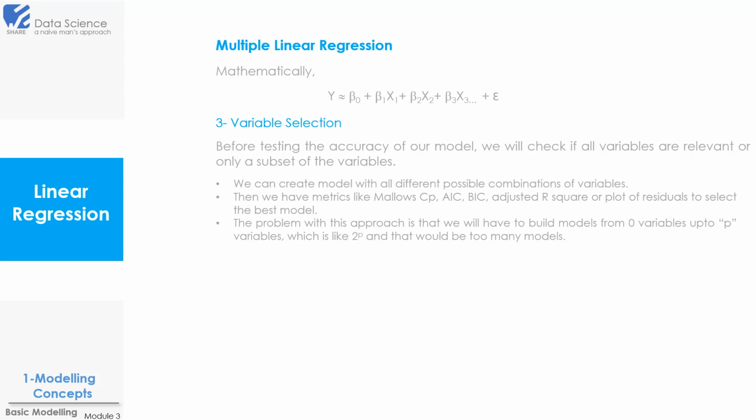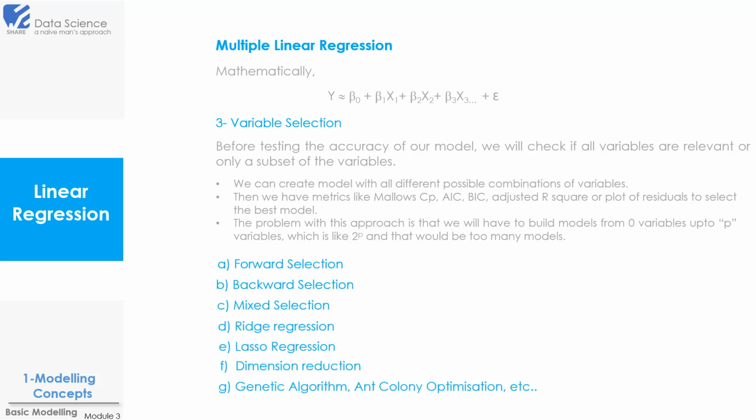Another way is that we start with 0 variables and keep on adding, and try all different combinations of variables. And then we have metrics like Mallows' Cp, AIC, BIC, adjusted R-square, or plot of residuals to select the best model. But the problem with this approach is that we will have to build models from 0 variables up to p variables, which is like 2 raised to the power p combinations, and that would be too many models. So this is not the best and efficient approach. So let's see what are the other techniques that we can use for variable selection.